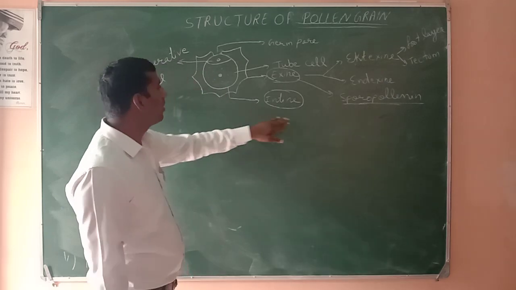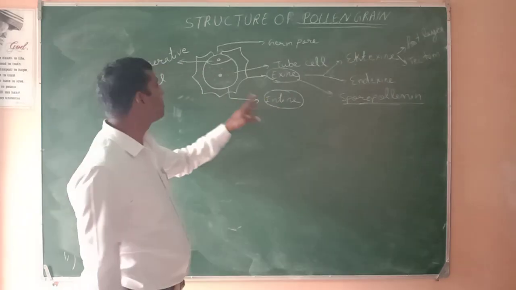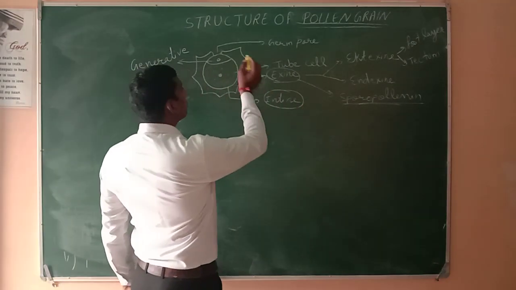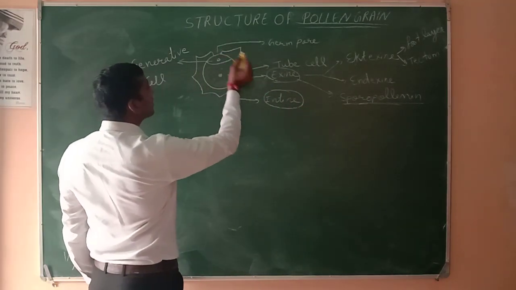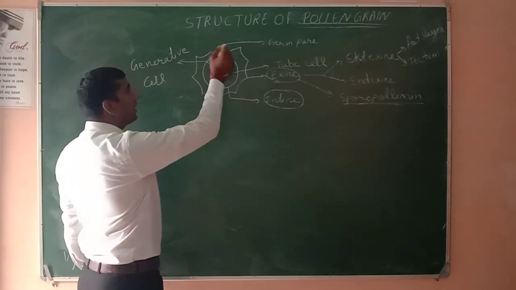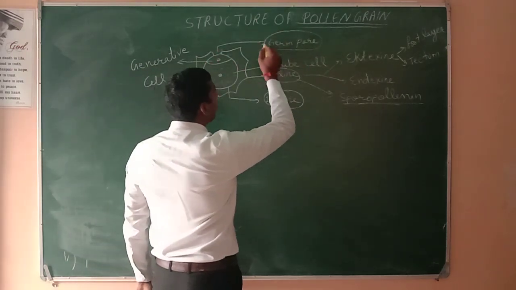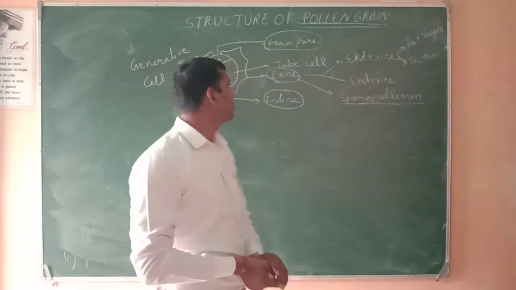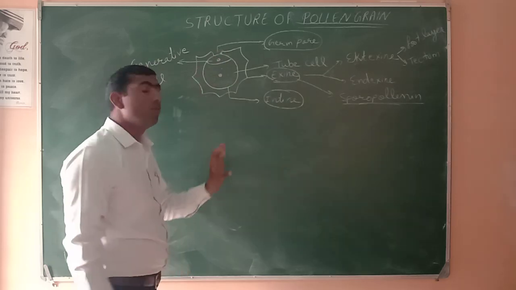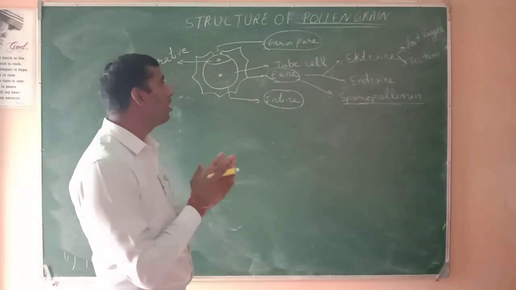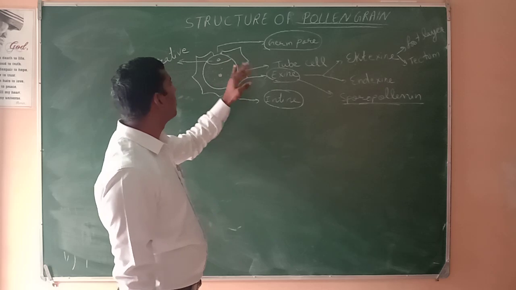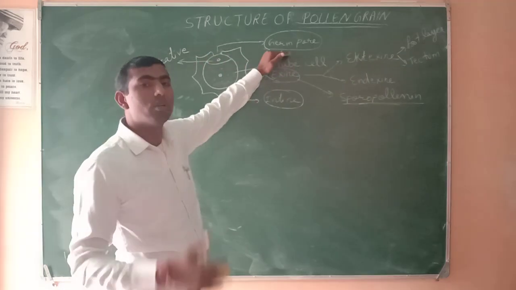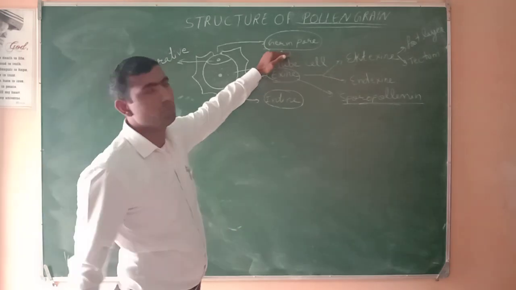The inner layer is known as intine, it is a smooth layer. At the place where the sporopollenin, that is the exine, is absent, there is the germ pore. From the germ pore the pollen tube will arise on the stigma. When pollen grains are present on the stigma, the stigma gives nutrition to the pollen grain, and the germ pore grows into the pollen tube.